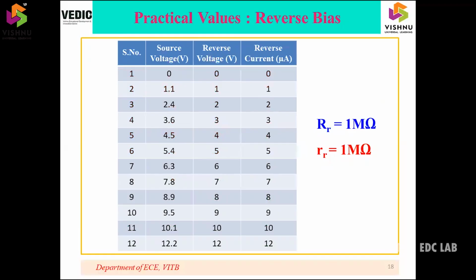These are the practical values obtained from the reverse biased diode characteristics: source voltage, reverse voltage, reverse current. In this, as the source voltage increases, the voltage across the diode increases and the current also increases. But this current is in the microamperes range. That's why there is almost a negligible change in current with respect to applied voltage. So the reverse resistance is high, that is in the megaohms. Reverse static resistance is 1 mega ohm, and reverse dynamic resistance is also 1 mega ohm.